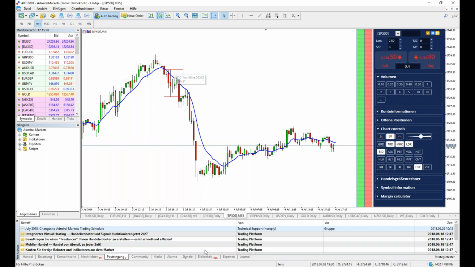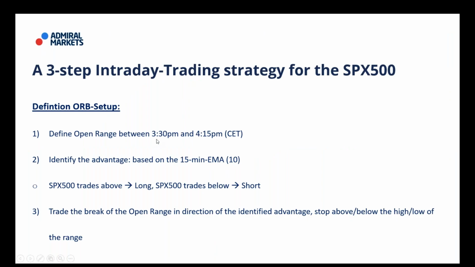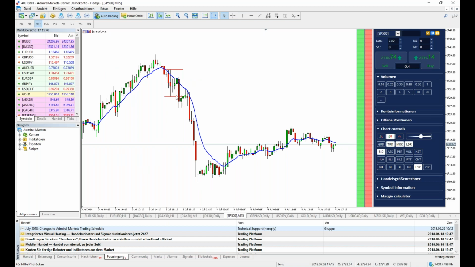This is the open range, which we just defined here between 330 and 415. And the market obviously broke out here on the downside. Why did we take the short side? Because we traded below this blue line, which is our advantage identifier. And this is the 50-minute chart, as you can see here. And this is the exponential moving average 10. And we trade below that. If we trade below that, we take the short side. That's how the setup is defined then. And obviously, it played out really well.